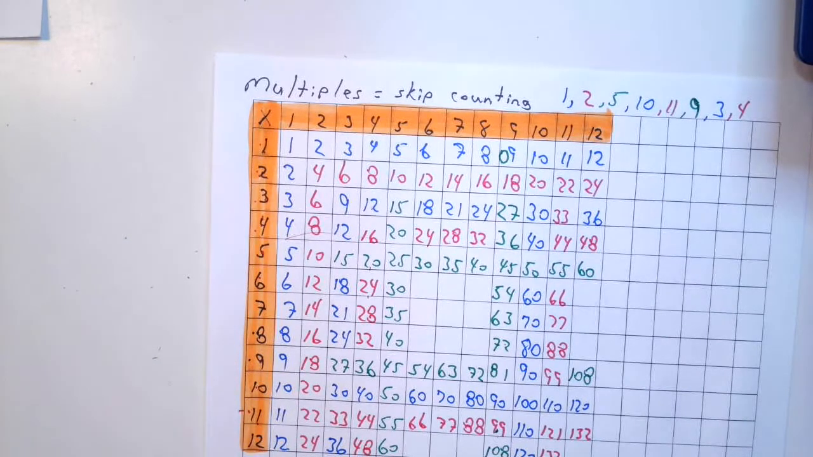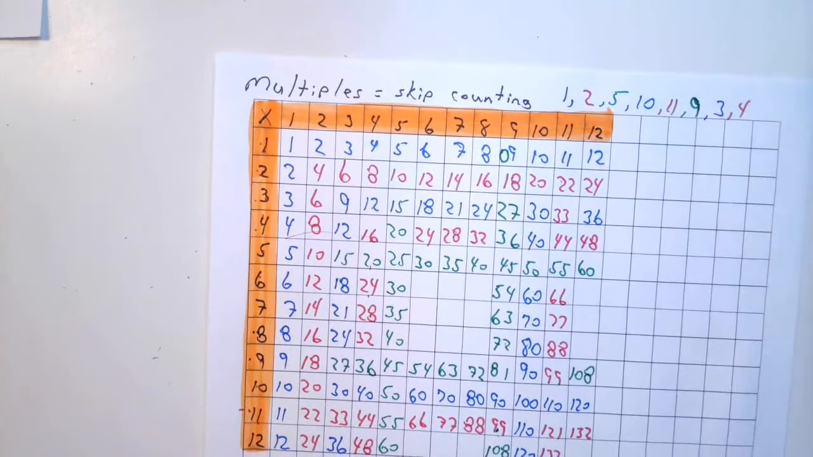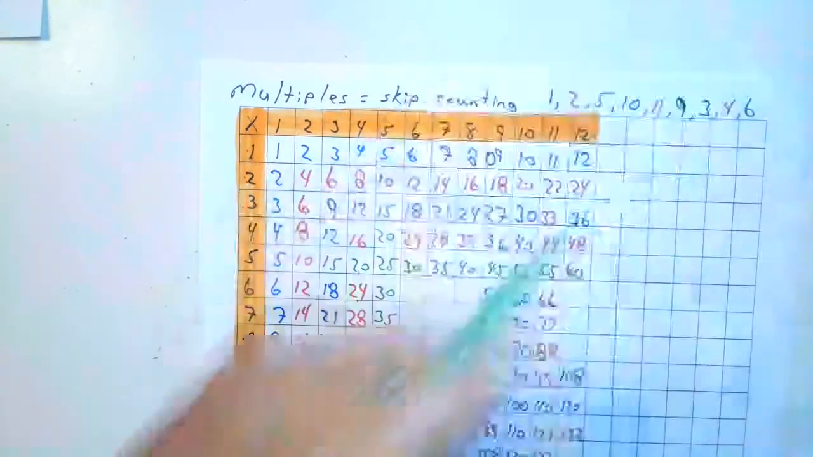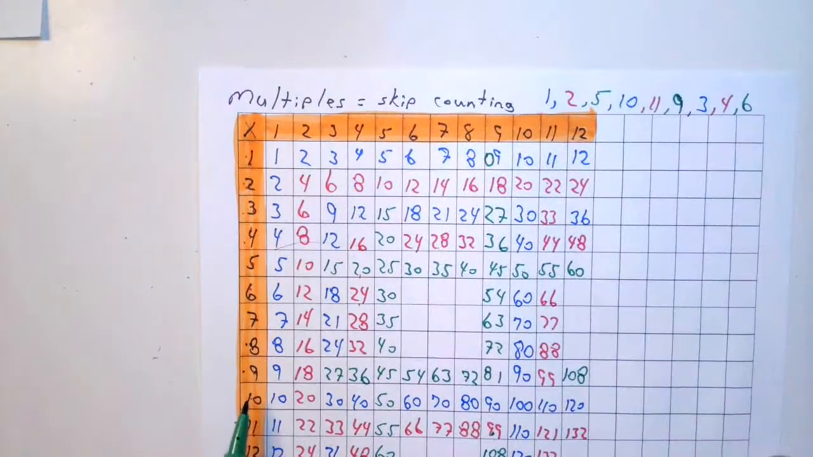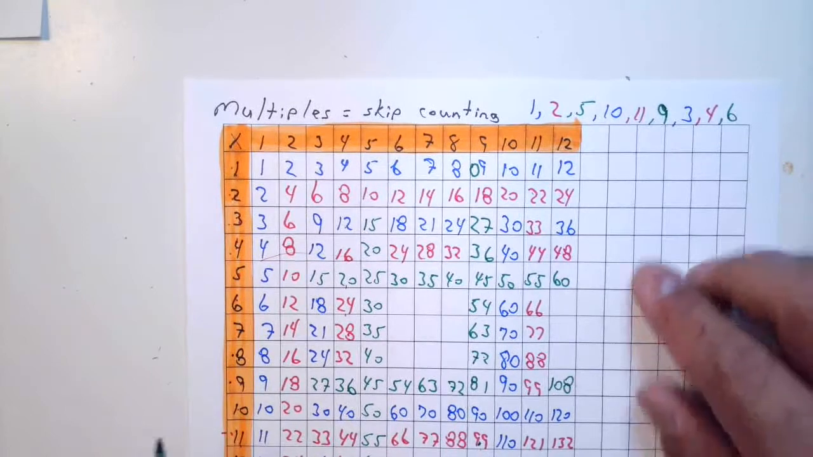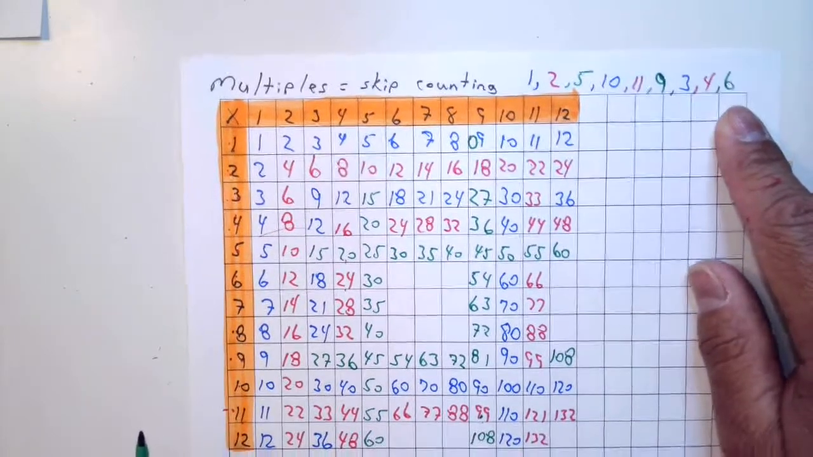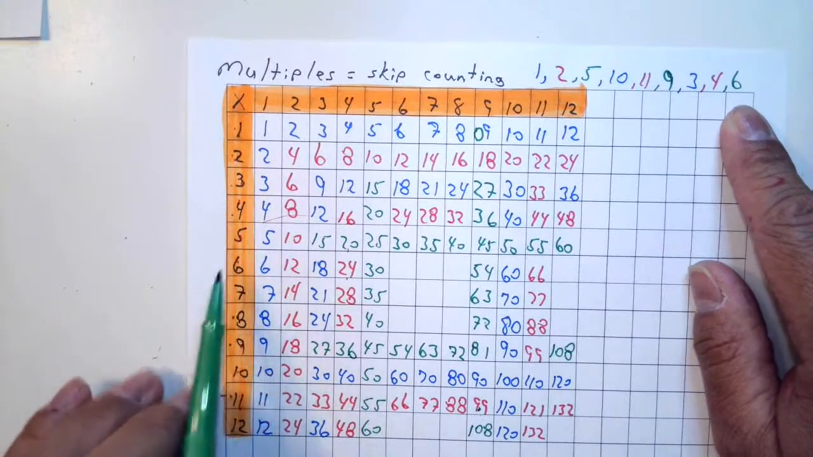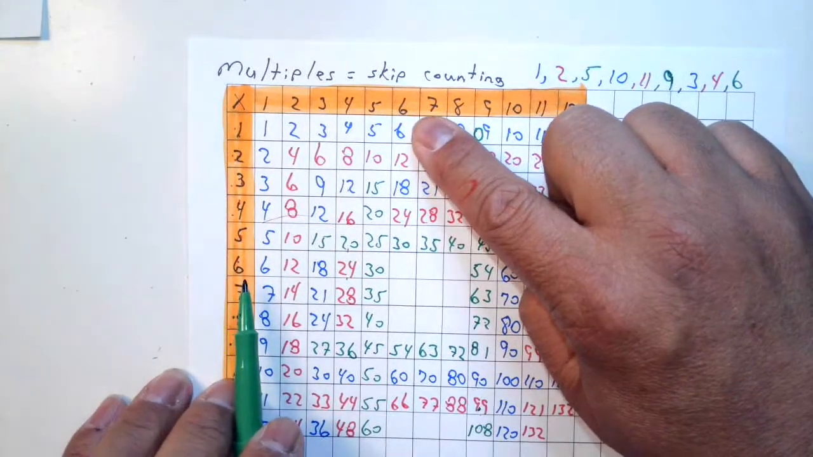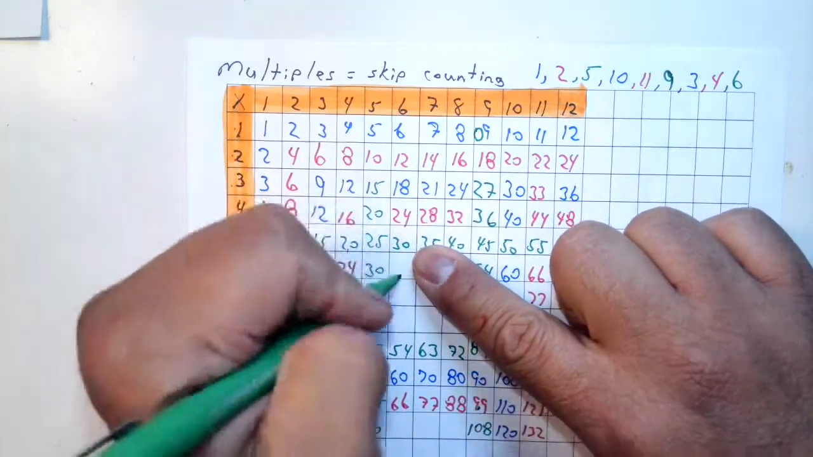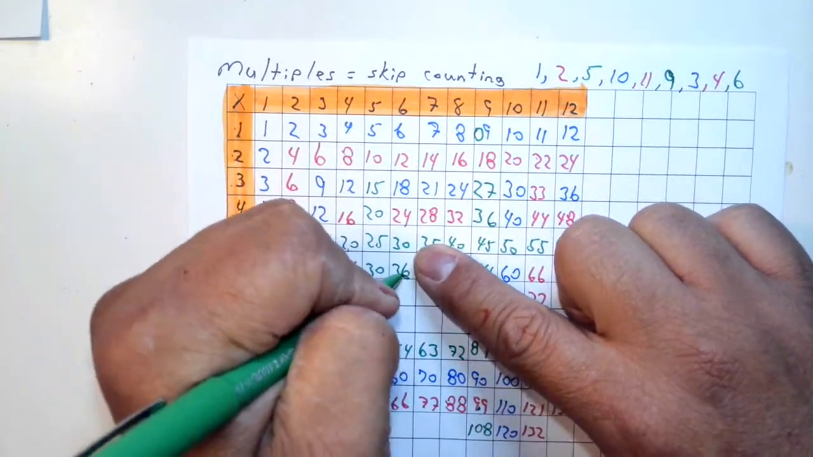Then, after that, we are going to do the 6s. So, let's do the 6s. Okay. So, for the 6s, here we go. Let me see, somewhere around right there. 6, 12, 18, 24, 30 plus 6 is 36.